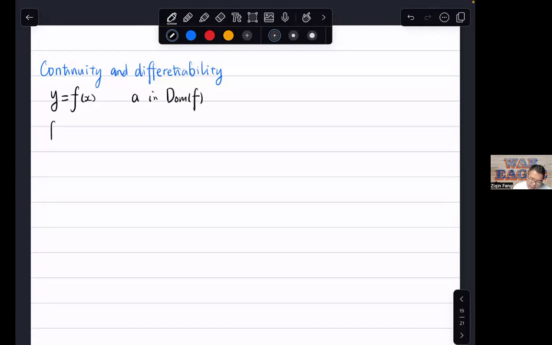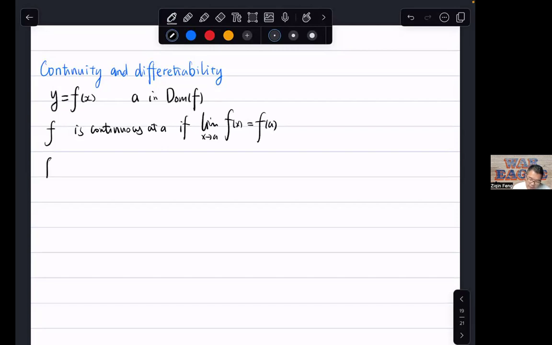So we say that f is continuous at a if, as x goes to a, the limit of f of x equals f of a. So that's a function being continuous at a point.